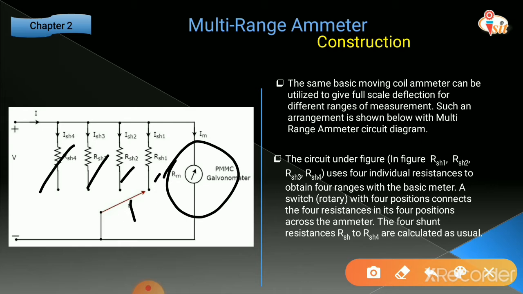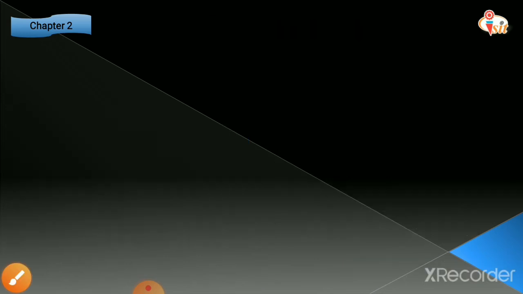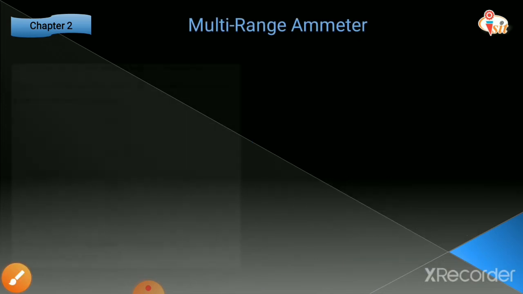This same galvanometer is connected across the shunt resistance. Here the number of shunt resistances is 4. That's why we can obtain 4 ranges. This is a rotary switch. This rotary switch can select any resistance: RSH1 can be selected, RSH2 can be selected, RSH3 can be selected, RSH4 can be selected. Then how to calculate the values of RSH1, RSH2, RSH3 and RSH4? Now I am going to show you how to calculate the values of these resistances.